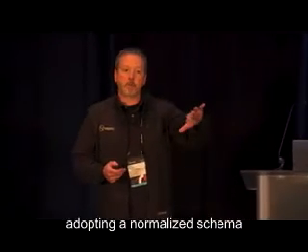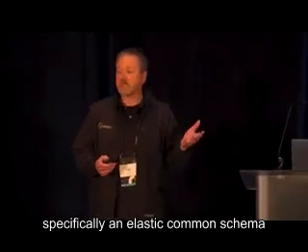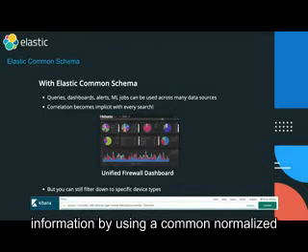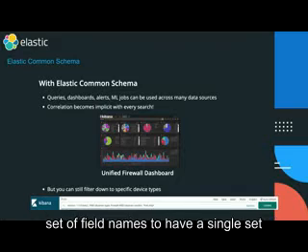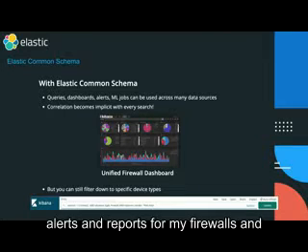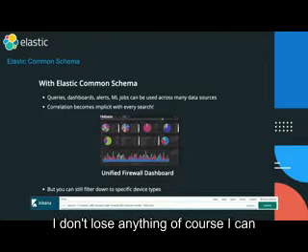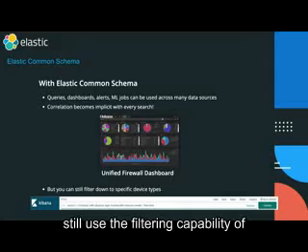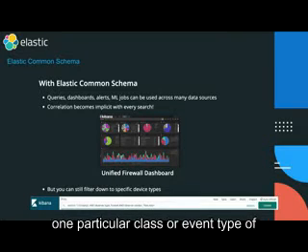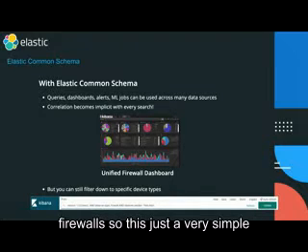By adopting a normalized schema, specifically the Elastic Common Schema, the idea is I'm able to consolidate that information by using a common normalized set of field names to have a single set of visualizations, dashboards, alerts, and reports for my firewalls. And I don't lose anything. Of course, I can still use the filtering capability of Kibana to filter down if I wanted to see one particular class or event type of firewalls.